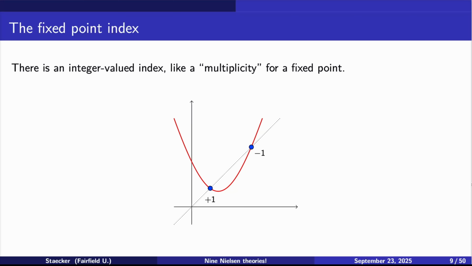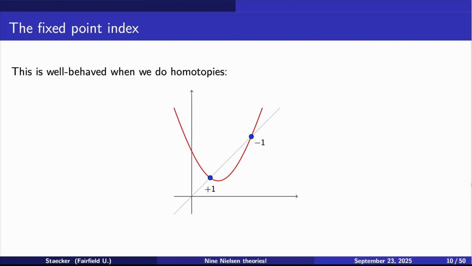So this is how the index works in dimension 1. All right, and you'll notice this index is well behaved when we do homotopies. If you move the graph a little bit, the index stays the same, right? It just moves a little bit. Now, I could move even further, but watch what happens.